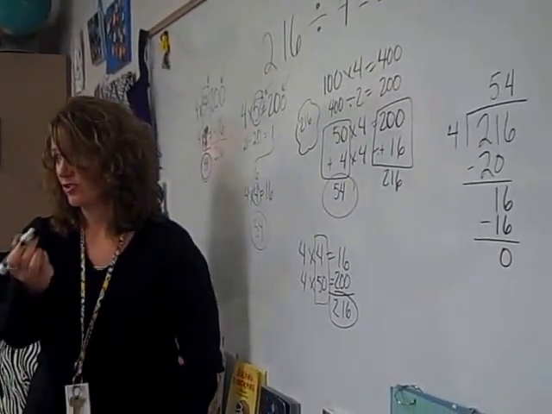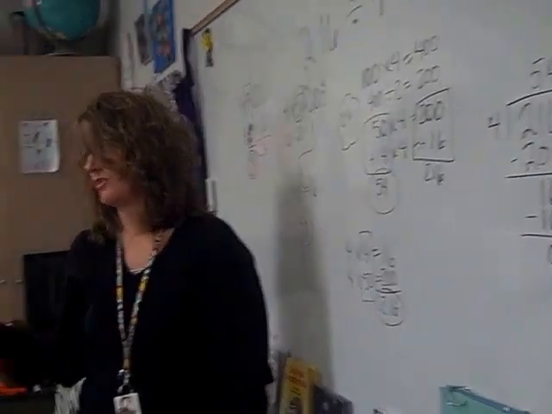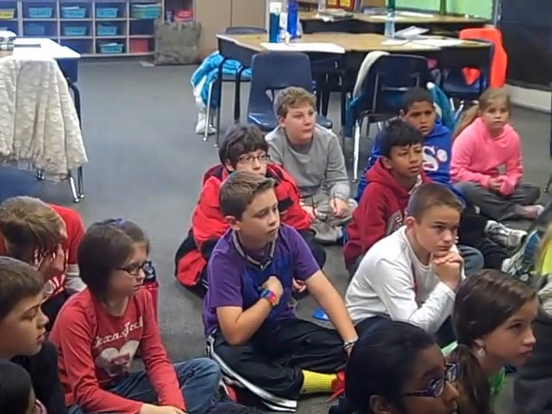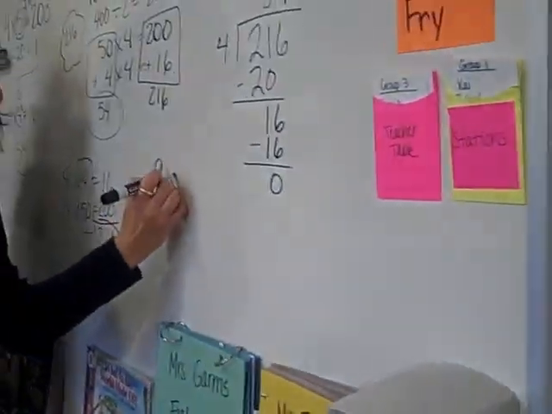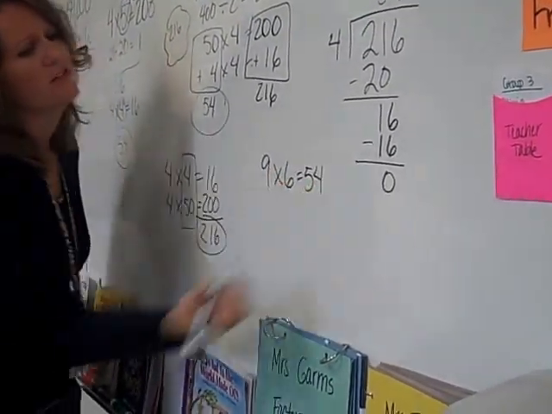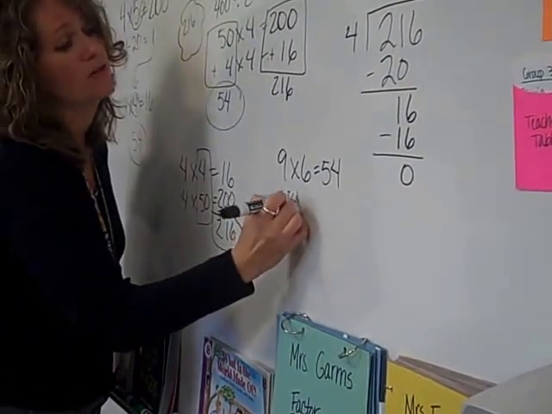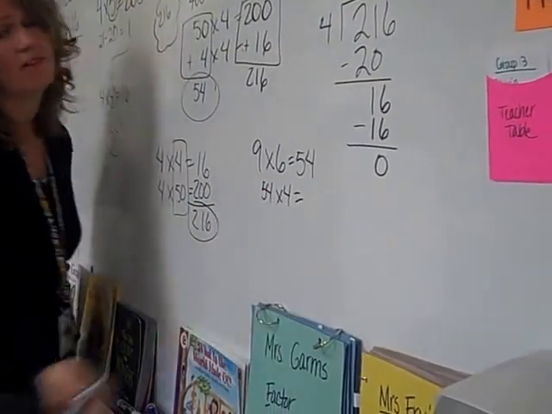So now you see the traditional right alongside the other methods. Let's take one more to close it out. Sean? I did 9 times 6 to equal 54. Then I did 54 times 4. 54 times 4. And what did that give you?